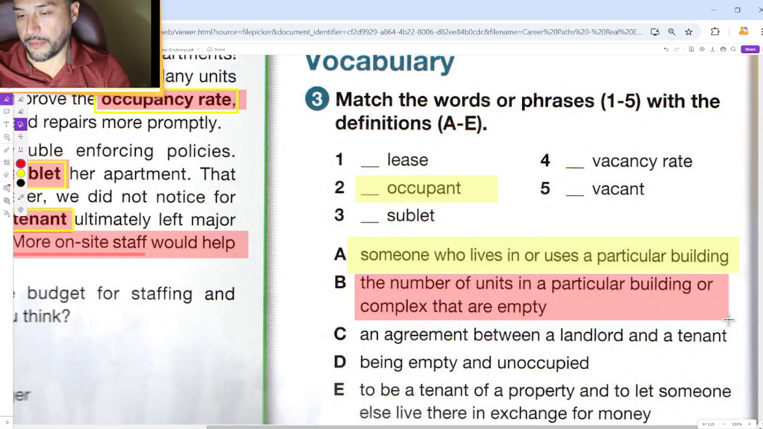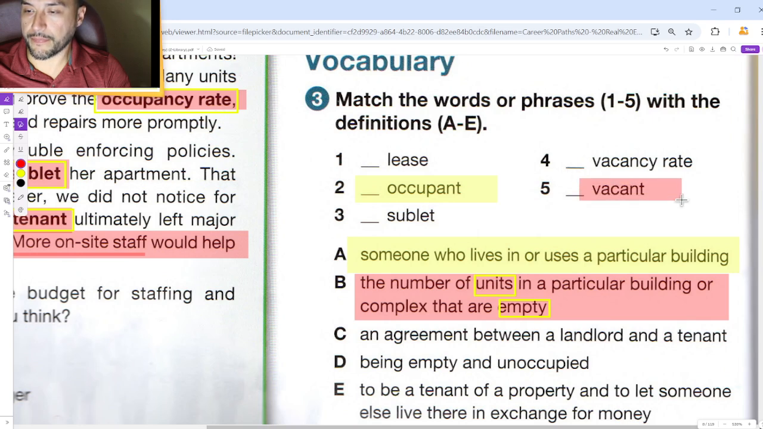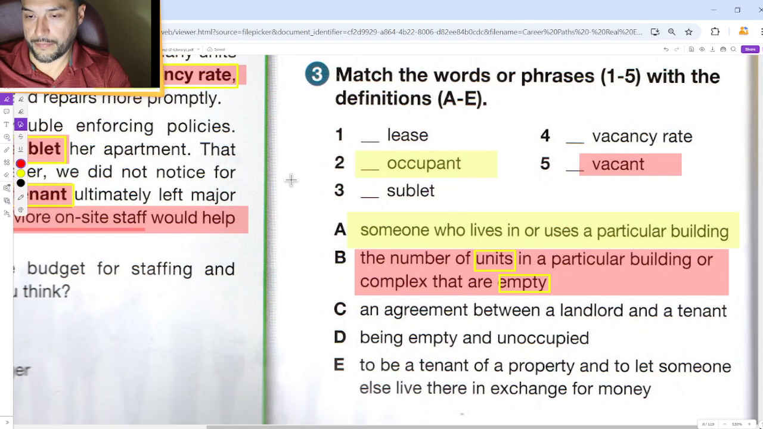Definition B. The number of units in a particular building or complex that are empty. Empty units. Empty means vacant. Oh, but this is the number in total. It says the number, not just empty. So it's the vacancy rate. It's the total number. The number of units.